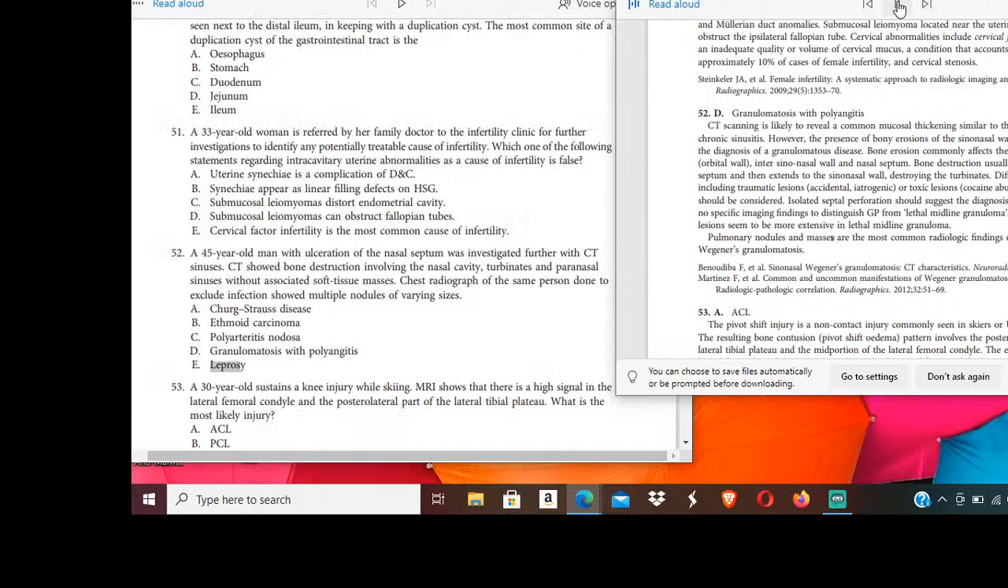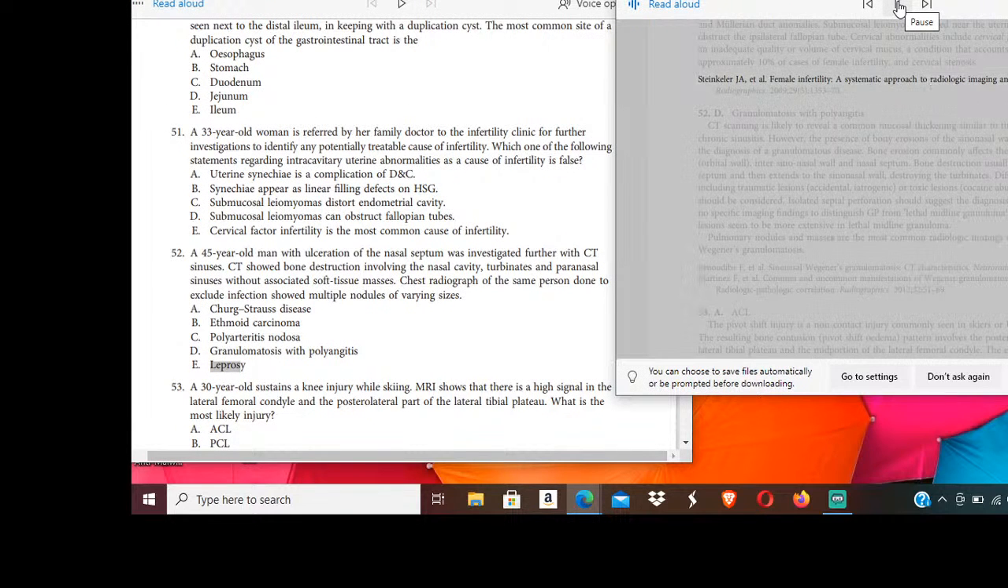E. Leprosy. Radiologic imaging and diagnosis. Radiographics. 2009, 29, 513-570. 52. D. Granulomatosis with polyangiitis.